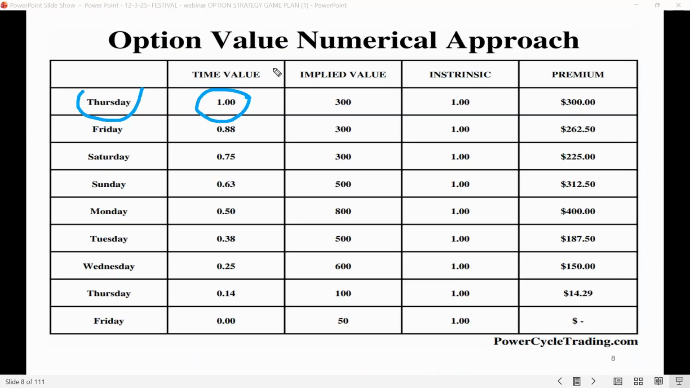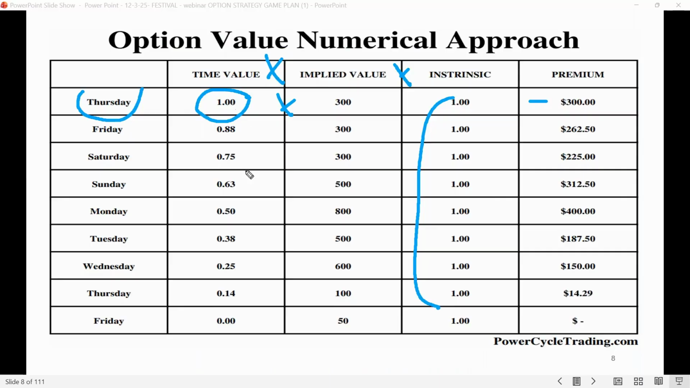Now, we look at the option components. We have time value times the implied volatility times the underlying security value, which I'm going to leave at a constant of 1. That gives us the premium, or the option price. In this example, the first day, let's say tomorrow, we'll have a new option series with 100% time value times implied volatility. I plugged in a number, 300, and left the underlying security value constant. So you can see your premium is $300.